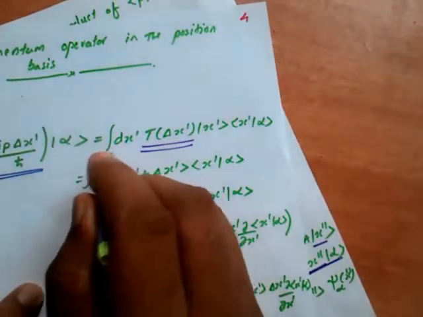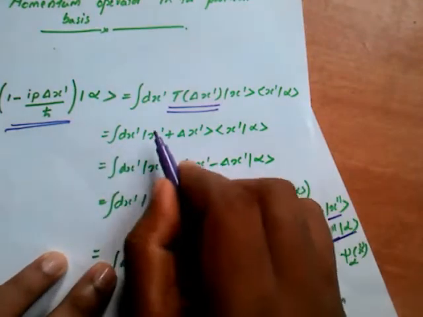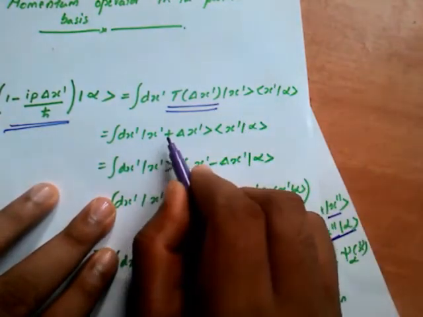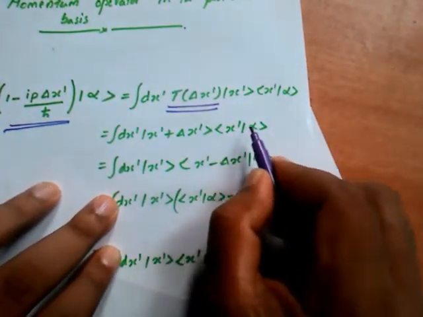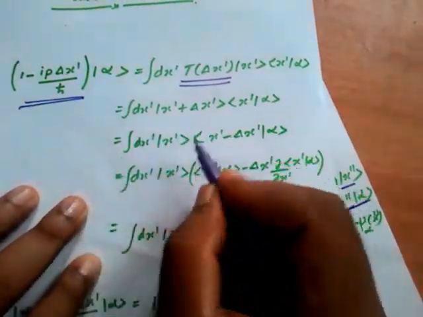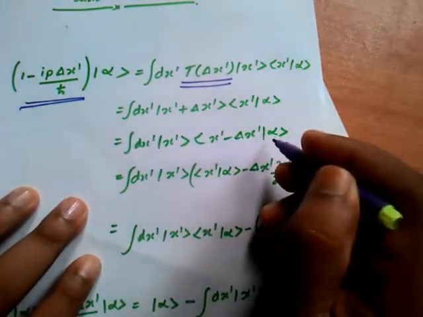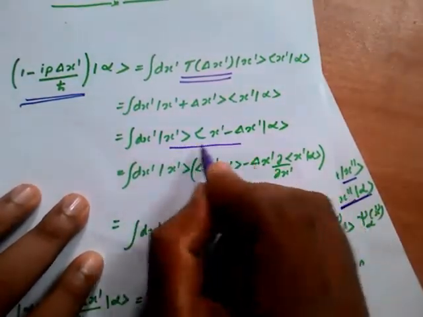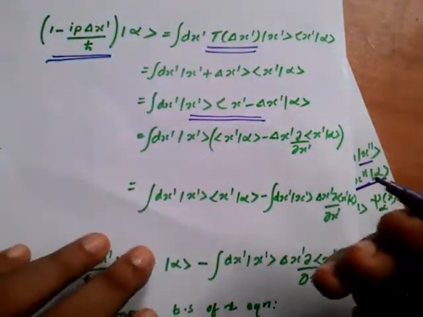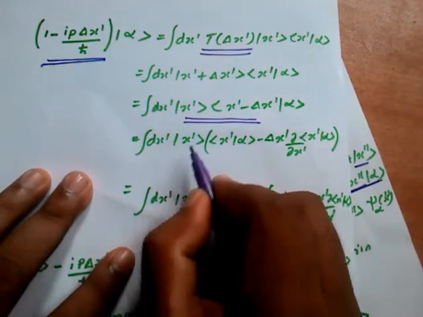This is by using the completeness relation, and this we can write as integral dx dash, the translation operator translating this state into another state x dash plus delta x dash, into the inner product of x dash alpha. And this we can write as integral dx dash x dash into the inner product of x dash minus delta x dash alpha. This step we have discussed earlier, how we can write it in this format. That is equal to integral dx dash into x dash.